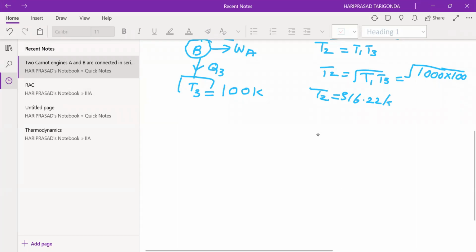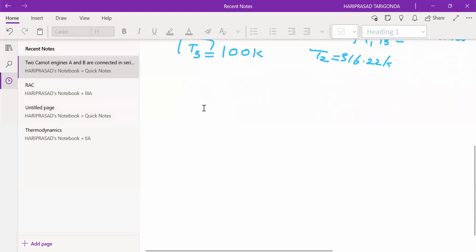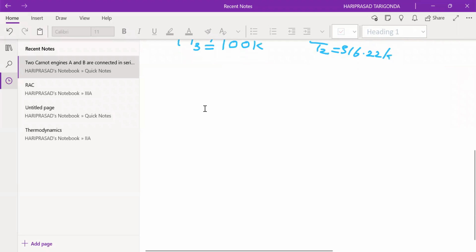What is asked to find, anybody? Heat rejected by engine B, sir. Heat rejected by engine B means Q3 we need to calculate. And what is the second condition asked to find?